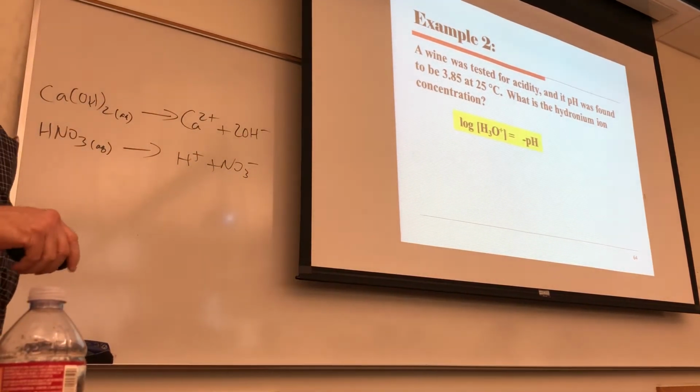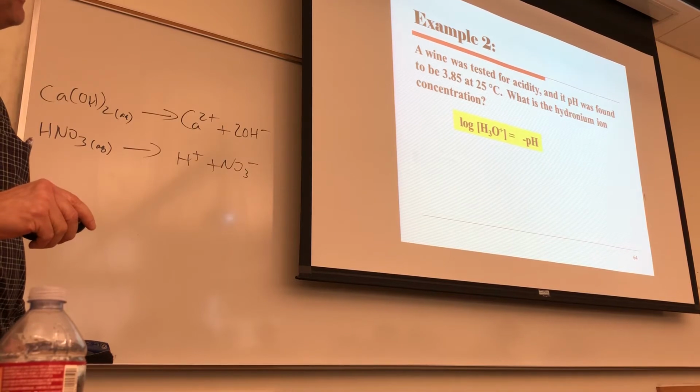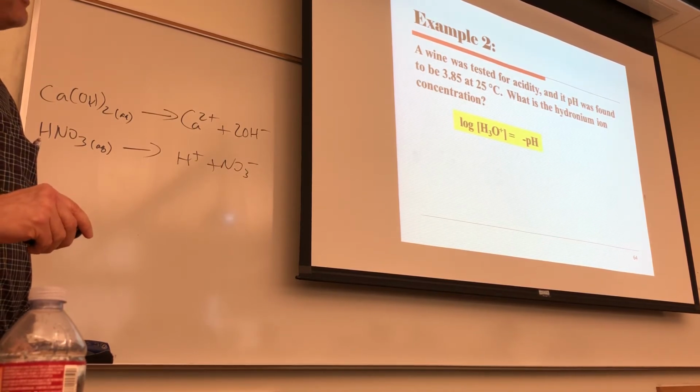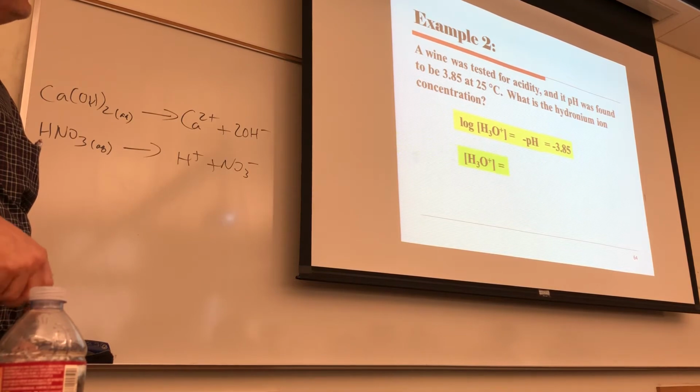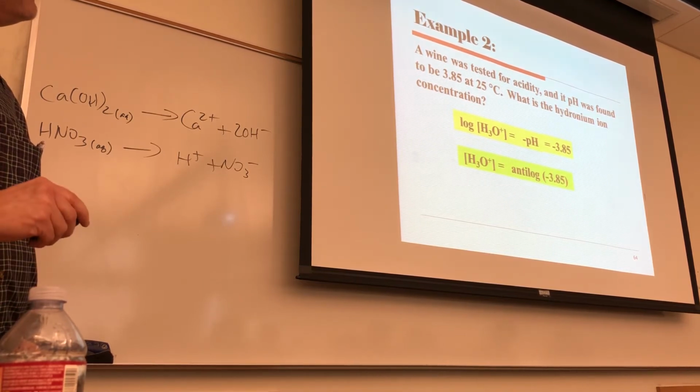Okay. So here they're going to say, here's the log of this. Remember it's negative log. So I'd move the negative from here to here. That makes this negative 3.85, and then I take the inverse, which is base 10 to the power of, because it's not a natural log.